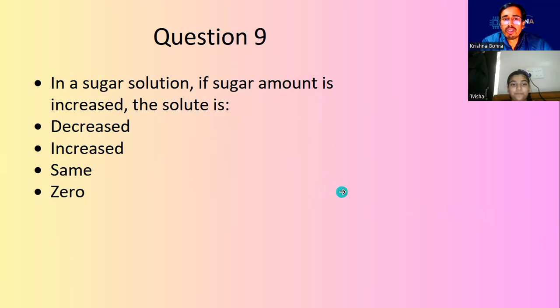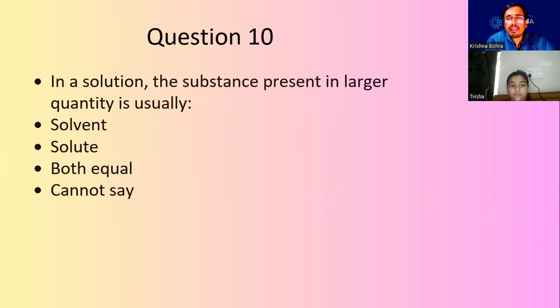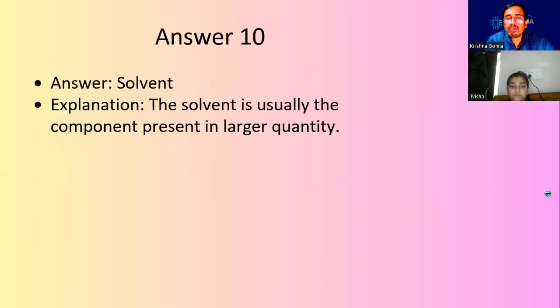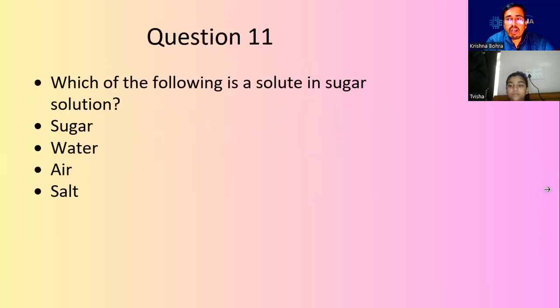Question number 9 says: in a sugar solution, if the sugar amount is increased, the solute will be decreased, increased, the same, or zero. Increased. You are absolutely correct, and it was an easy question. Question number 10 says: in a solution, the substance present in larger quantity is usually solid, solvent, solute, or both equal. Solvent. You are absolutely correct. In a wider connotation, we can identify them by their amount. Larger is solvent, lesser is solute, and then we can dive a little deeper.